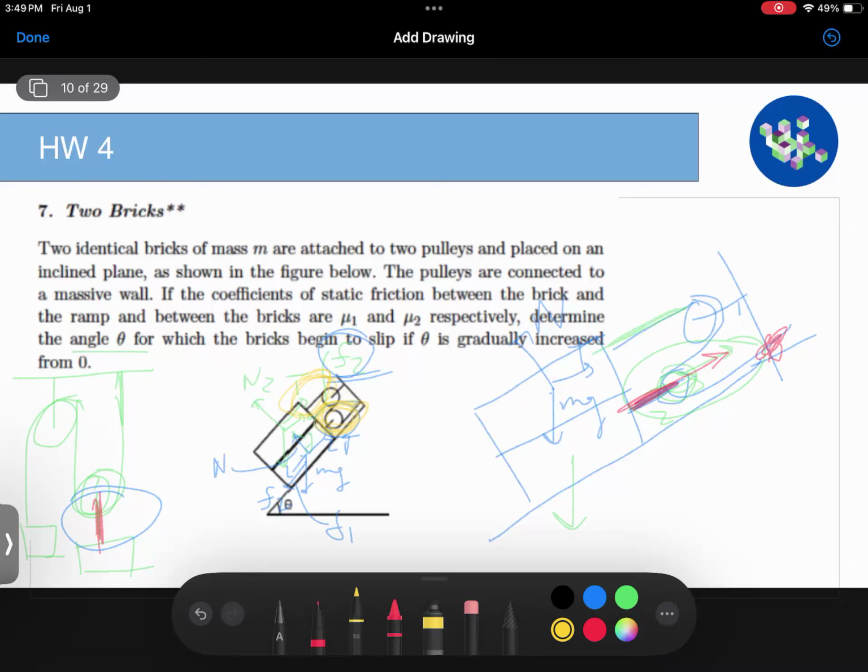I don't understand what makes it go up. What makes the block go up? Is there some force that just pushes it up? There's a tension force.